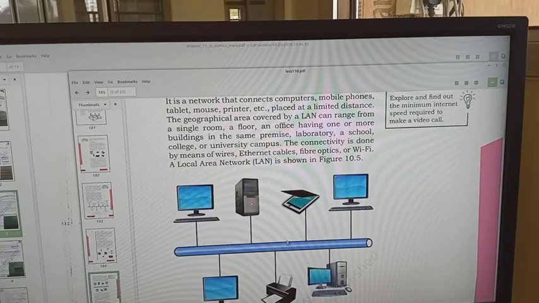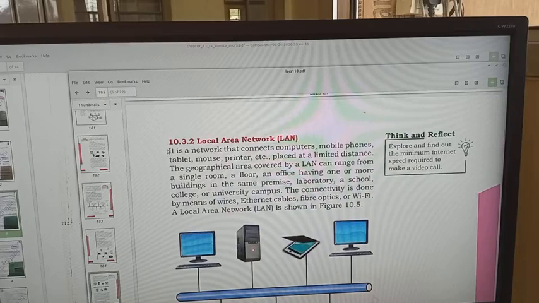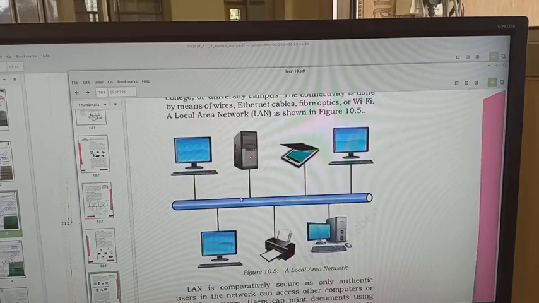This figure is also important. You need to study where we use a LAN: in a single room, on the same floor, or in an office building, like that only. That is called a local area network.